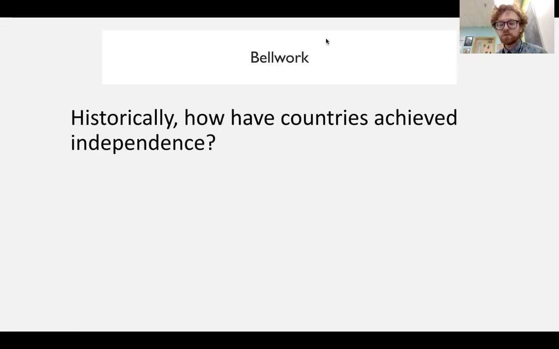Your bell work is on the screen. Consider things from Unit 5, meaning the American Revolution, the Latin American revolutions, the Haitian Revolution. So how have countries achieved their independence in the past? That's the theme of what you should be able to recognize, for both my test and also for the AP exam. So, the comparison with previous forms of independence movements.